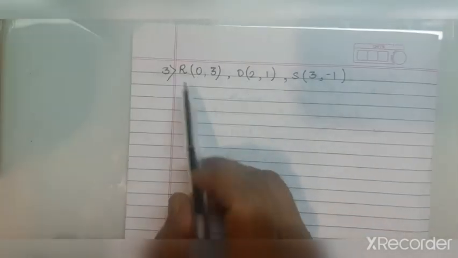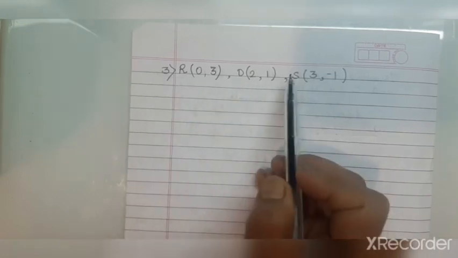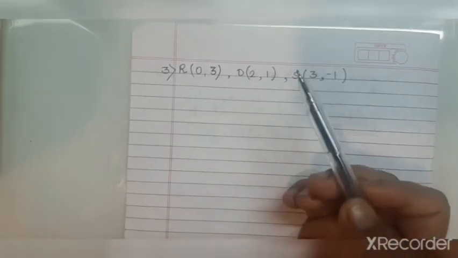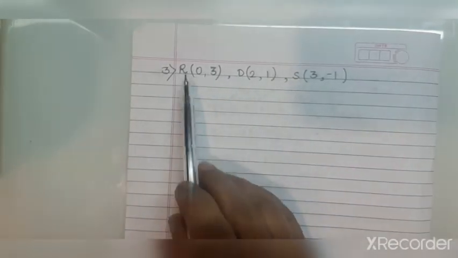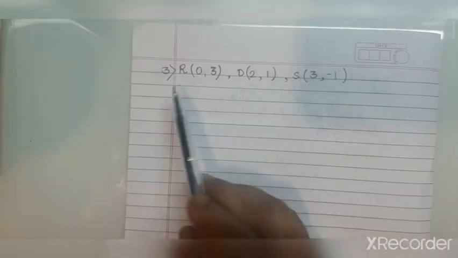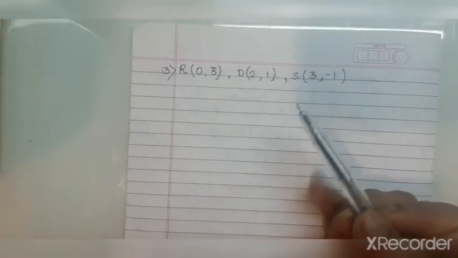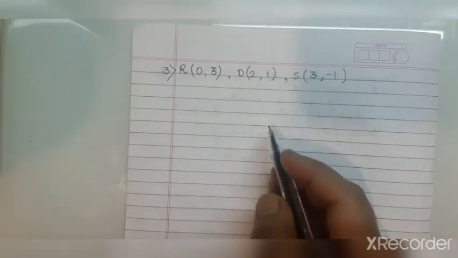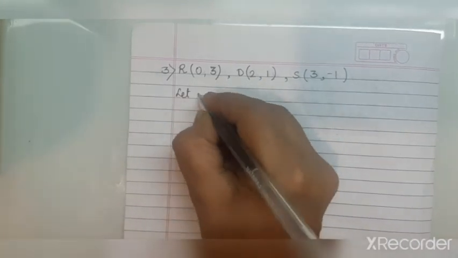Now, the third sum is, these are 3 points R, D and S, and we have to find whether they are collinear. Okay, same method. From these 3 points we will get 3 distances, distance RD, distance DS and distance RS. If addition of any 2 distances is equal to the third distance, then we can say that the points are collinear. So same method.